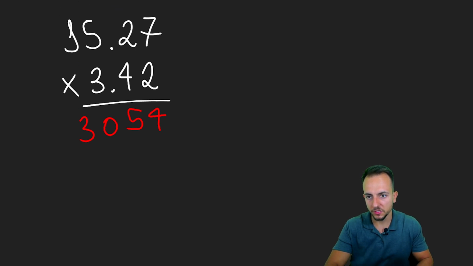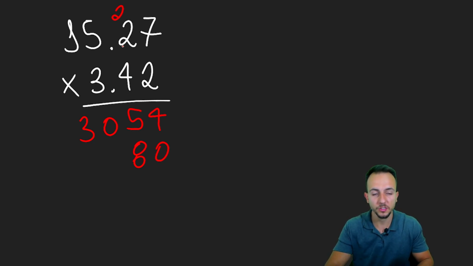Let's move on to the second digit, from the rightmost to the left. I need to add here a 0, or just skip this first column. 4 times 7 is going to be 28, so I have 8, and I can carry over the number 2. 4 times 2 is 8. I already know the answer.